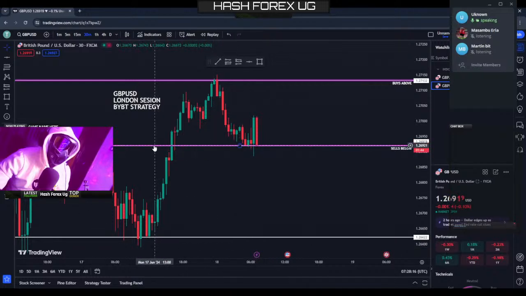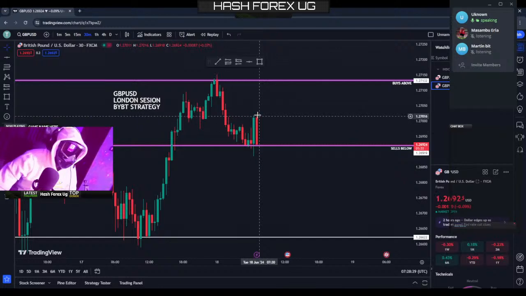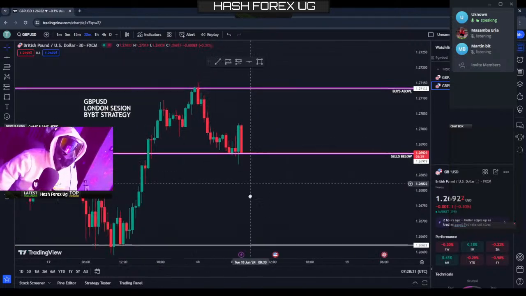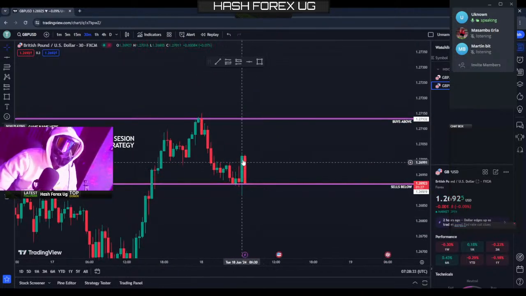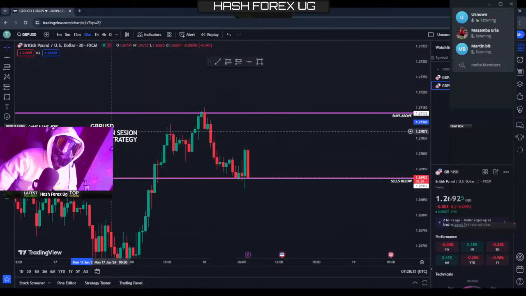Yes, hello. So we are looking at 30 minutes for now. We are on 30 minutes. We need to see some candles closing below these zones that we have identified in order to take a decision.